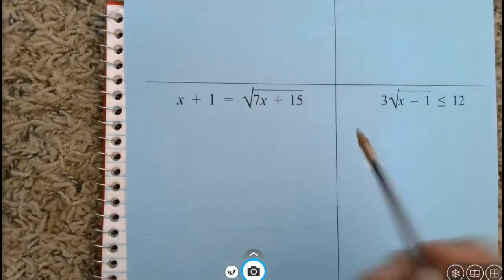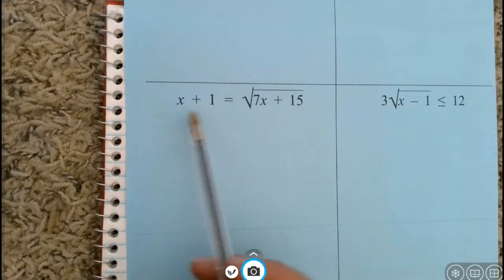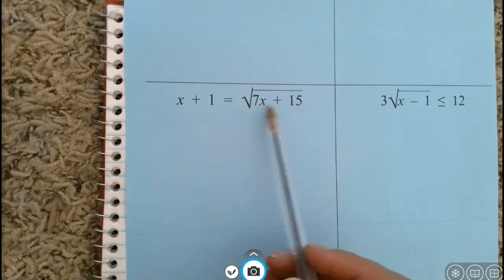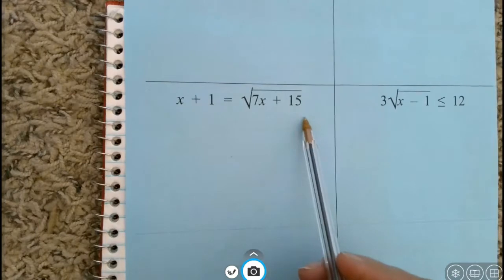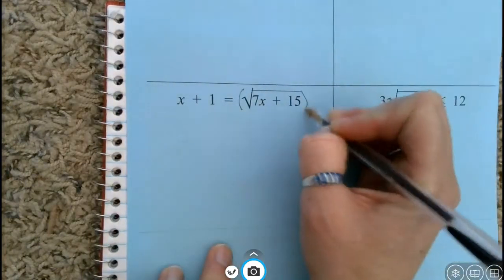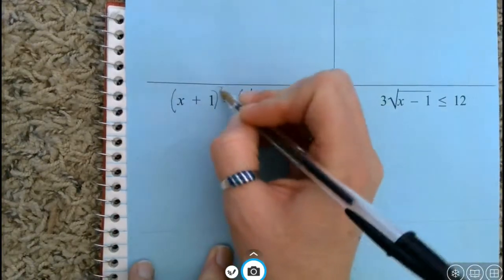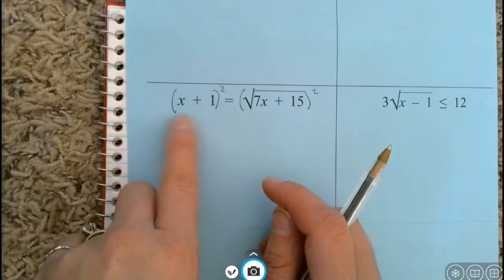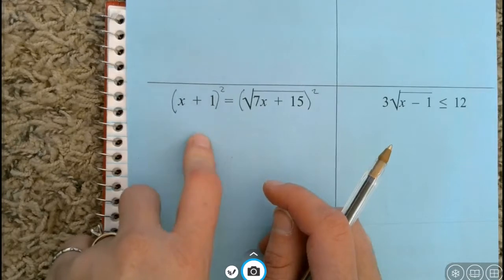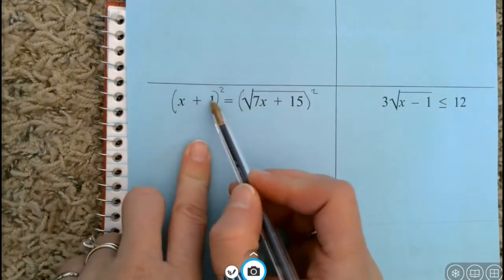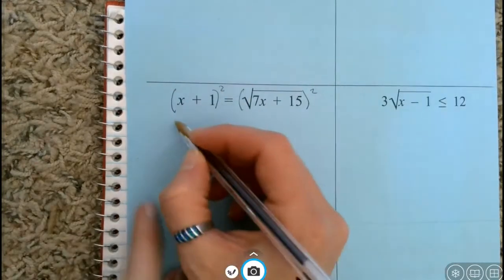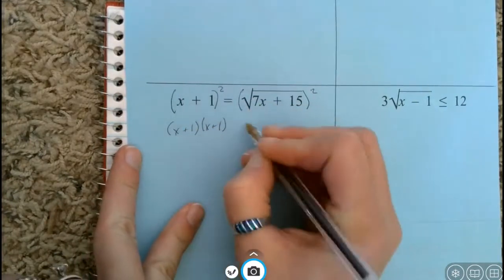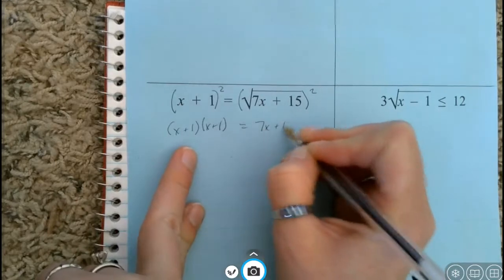Okay, so this is a little bit more complicated. I've got several things on the other side rather than my radical. But the first thing I do notice is that my radical is by itself, so I can go ahead and undo that by squaring. One thing I want you to be really careful of is when we square this, it does not just become x squared plus 1. You cannot just distribute this exponent. You have to actually multiply it out. So this becomes x plus 1 times x plus 1 equals 7x plus 15.